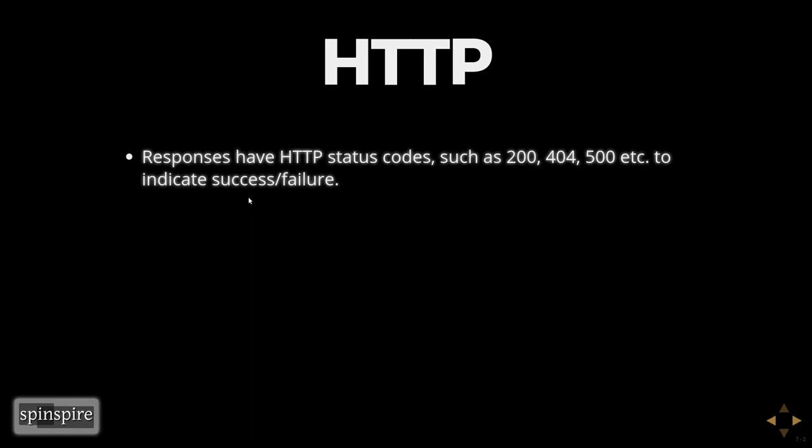And requests have status codes. The responses have status codes. Examples are 200, which is success, 404, which means not found, the resource is not found, 500 means server error, and so on and so forth. So these response codes indicate success, failure, or some other neutral status.